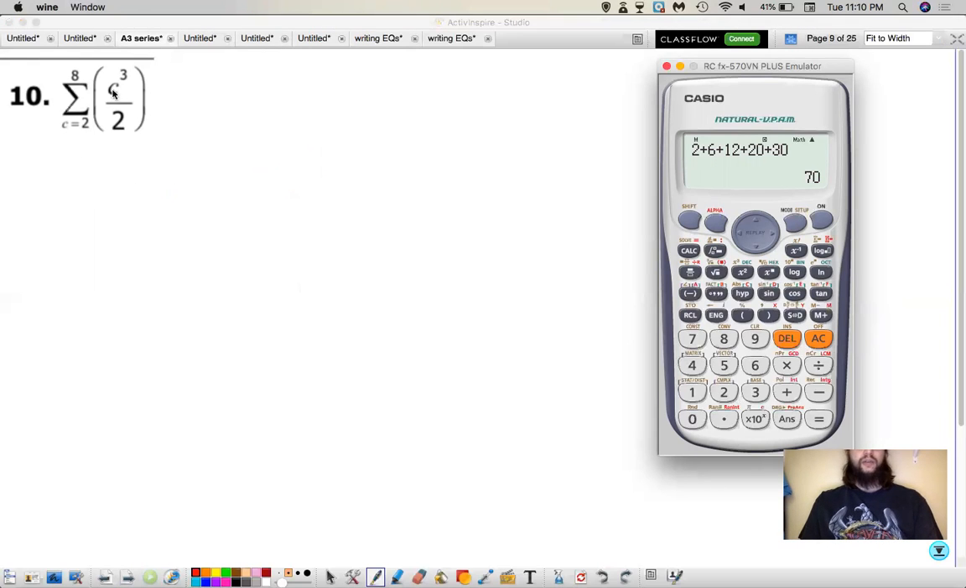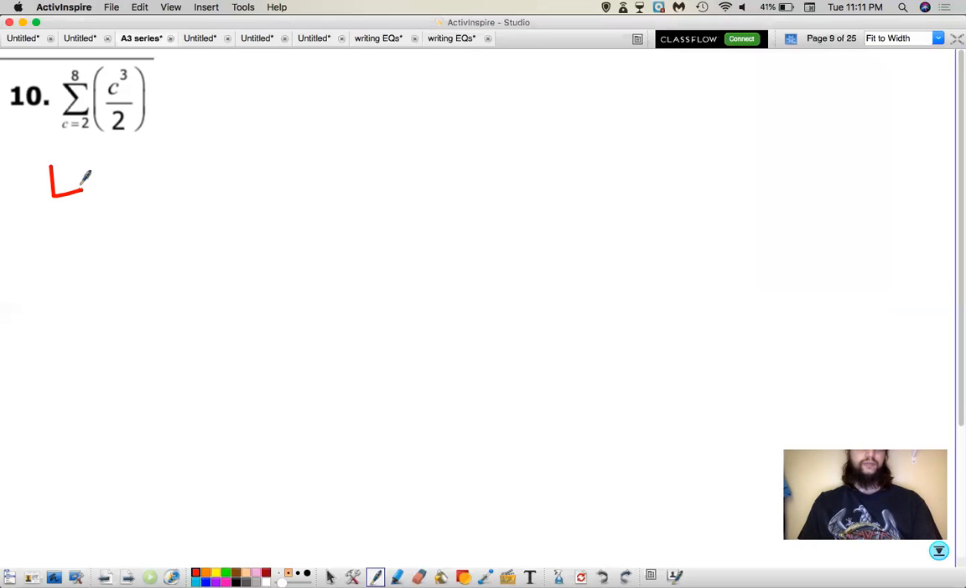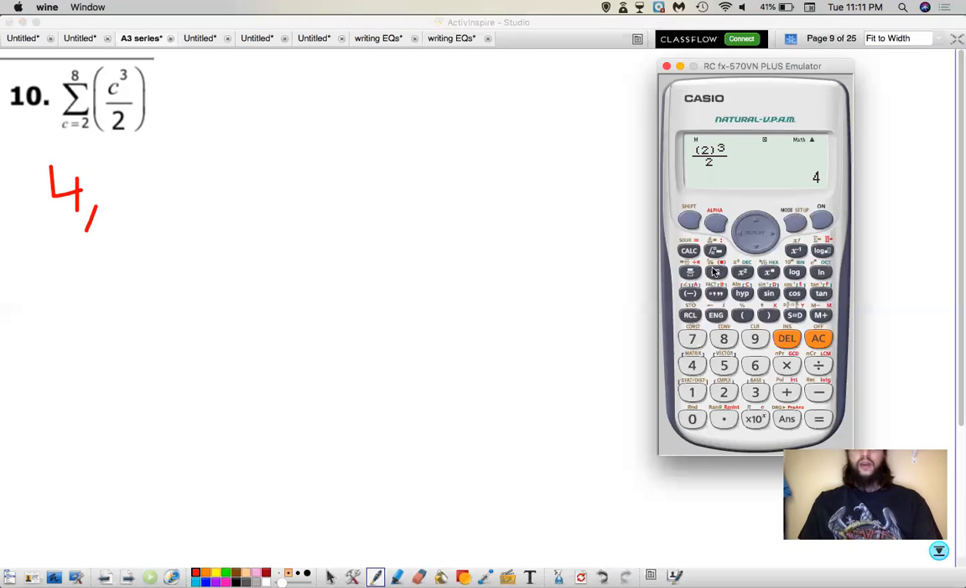Same thing we're going to do here. I'm going to just take this formula and plug in these numbers, starting at 2, going all the way to 8. So let me see what's this one. It's got a fraction, something to the third power over 2. That's my formula. Something to the third power over 2. The first something is 2. It's going to be 8 over 2, 4. 27 over 2 here, I guess.